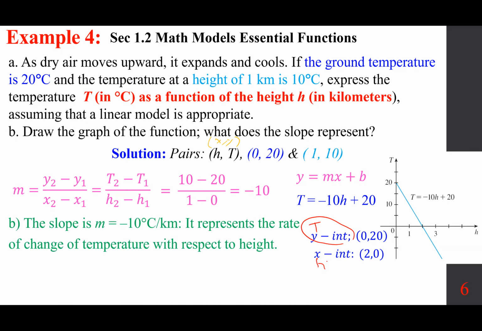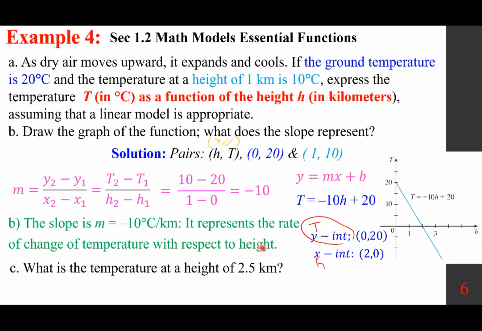The slope is m equals negative 10 degrees Celsius per kilometer. By the way, as far as the units, you look at this fraction, the units of the top over the units of the bottom, the units of the numerator over the units of the denominator. That's how we get degrees Celsius per kilometer. It represents the rate of change of temperature with respect to height.